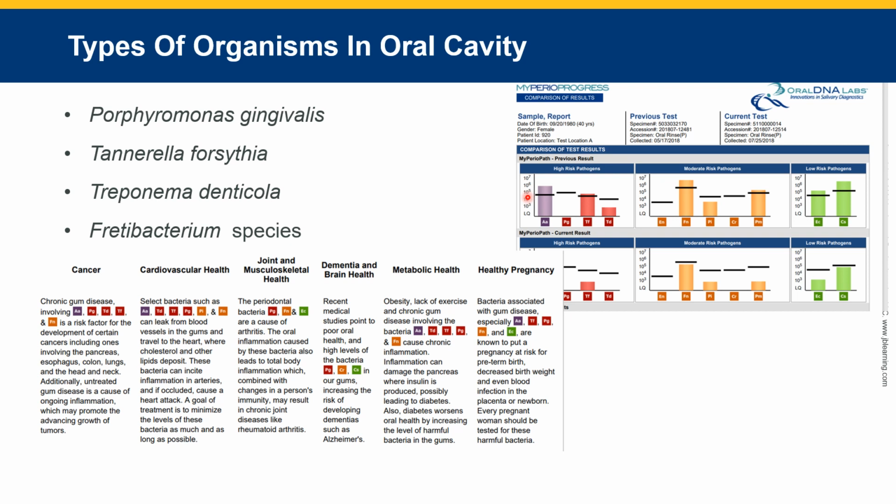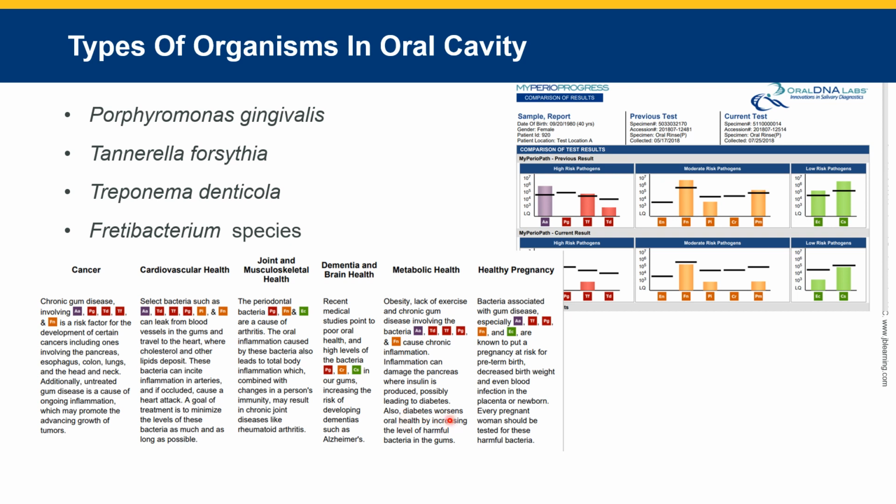And they actually tell you the type of bacteria in there. They tell you if it's a high-risk bacteria, a moderate-risk bacteria, or a low-risk bacteria. And then down here in this chart, it tells you what that bacteria is associated with. So let's take P. gingivalis. That's going to be this PG, and it's associated with gum disease, but it's also associated with preterm birth, and it's associated with metabolic health.